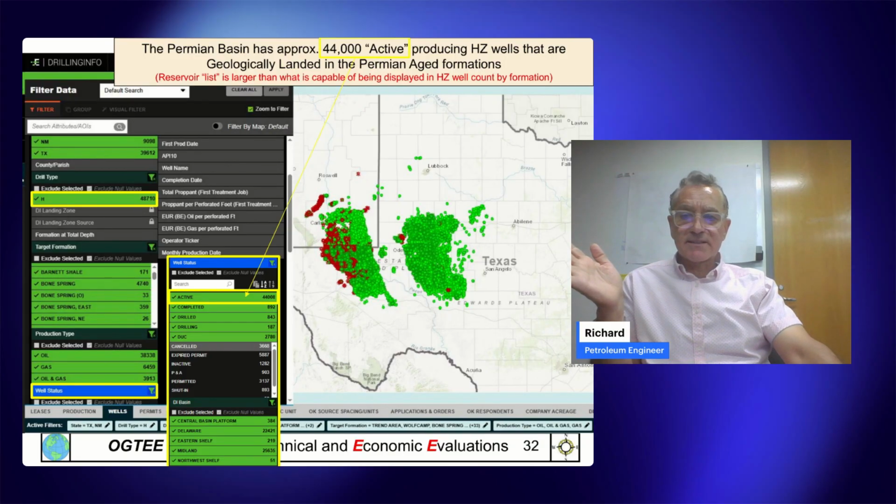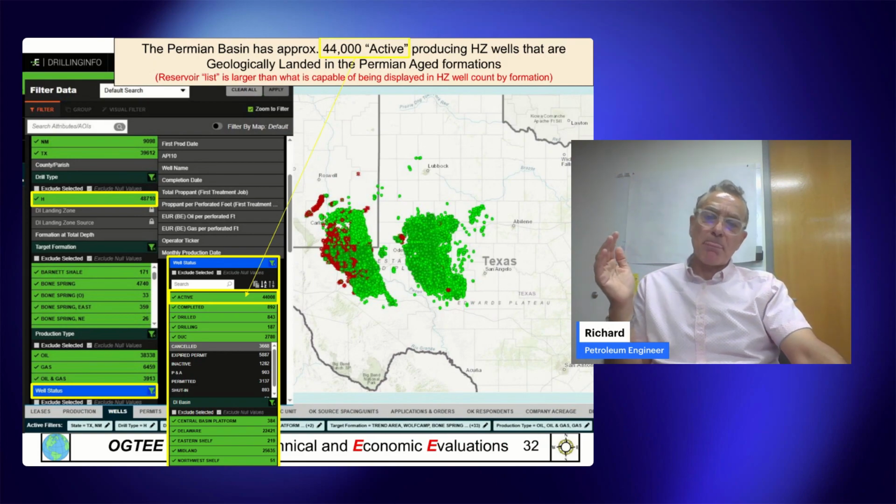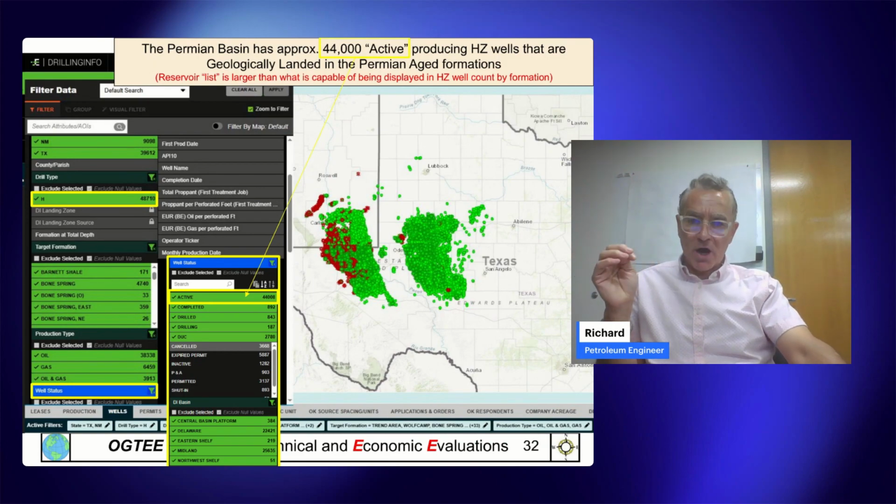And the reservoir list, which is listed over here, is substantially longer than what is able to be displayed. But fundamentally, these are the number of wells that exist in the Permian-aged rocks that make up the Leonardian and the Guadalupian eras, in which we know about the Wolfcamp through the San Andres and Clear Fork.